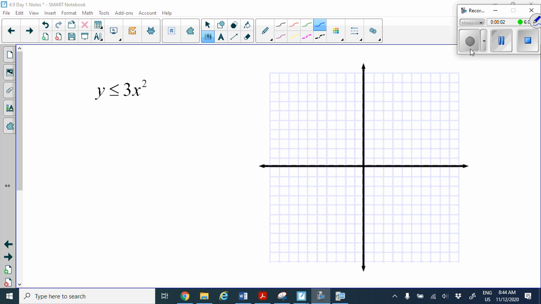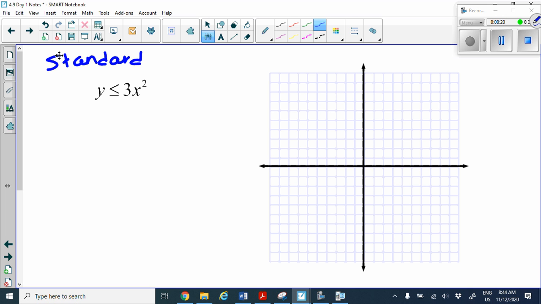So here's part 2 of the 4.9 day 1 notes. We are going to continue to graph quadratic inequalities. So this is our second example. We have y is less than or equal to 3x squared. Notice this is once again in standard form.